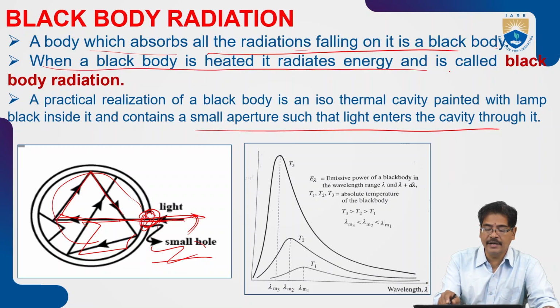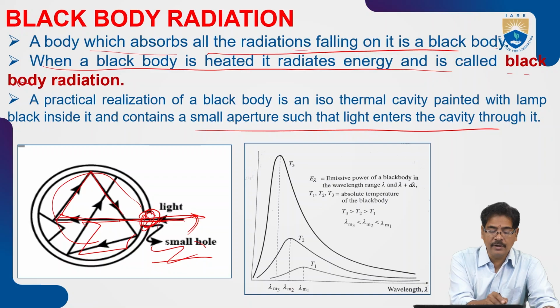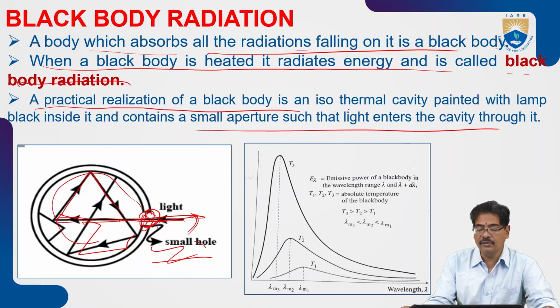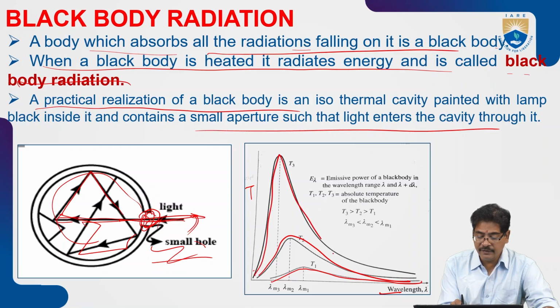When a black body is heated, it radiates energy and is called black body radiation. A practical realization of a black body is an isothermal cavity painted with lamp black inside it, containing a small aperture such that light enters the cavity through it. If you see the variation with wavelength, we have the wavelength along the x-axis and the emissive power along the y-axis. This is the variation that we can observe for different temperatures.